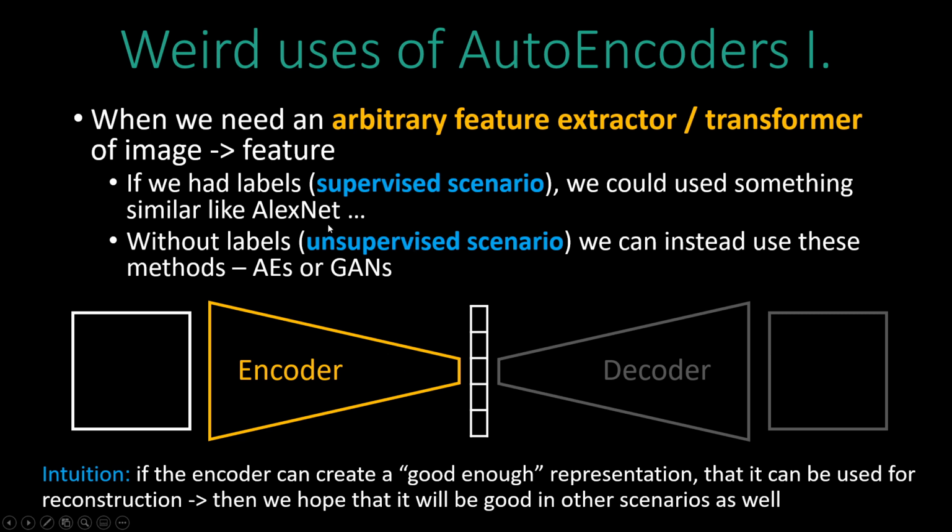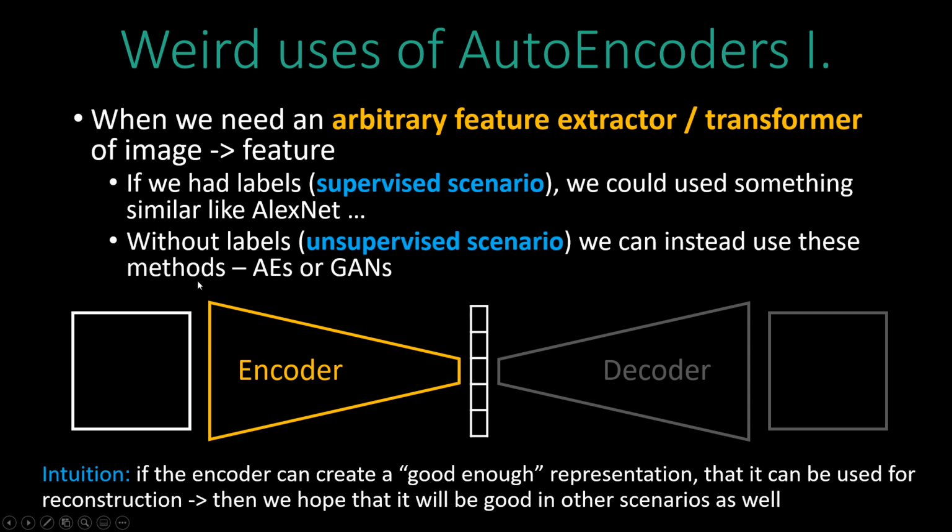Without those labels, what you might need to do is use some unsupervised methods, and these are the autoencoders and also GANs, as we will see later in the class. Use a network like this, throw away the decoder, and have an image to some intermediate representation as the feature extractor.